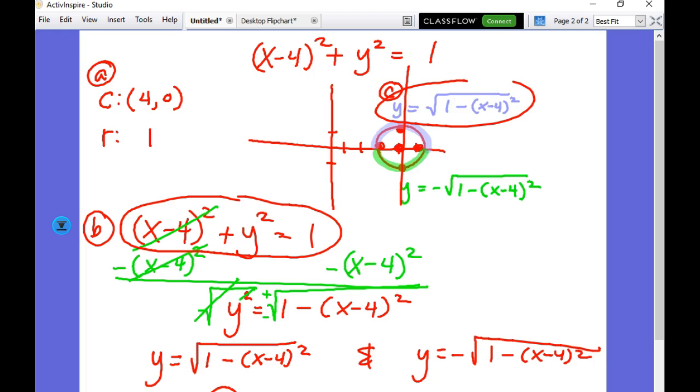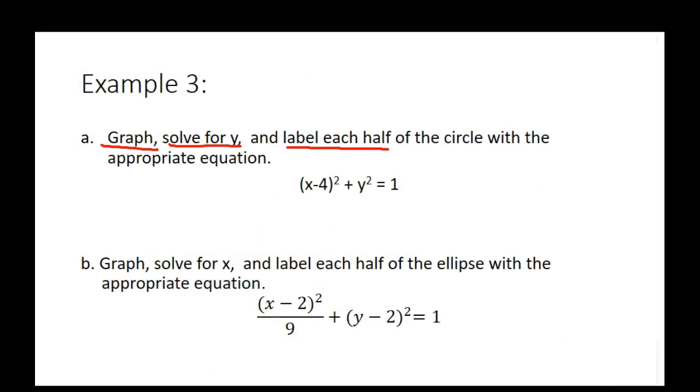So let's do another one. Kind of work on this one together here. So let's go ahead and take a look at part B.